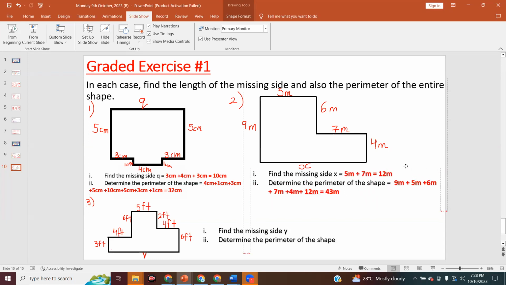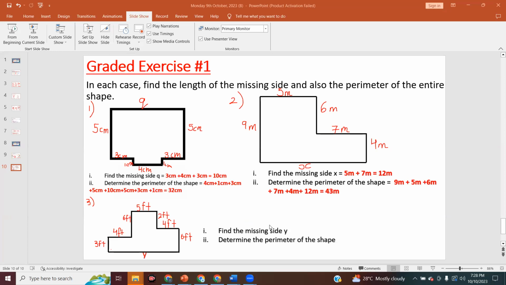And 43. Anyone else got 43? Yes, sir. Olivia, Onicia, good. And Janelle. All right. Let's move on to the last and final one, which is finding y.